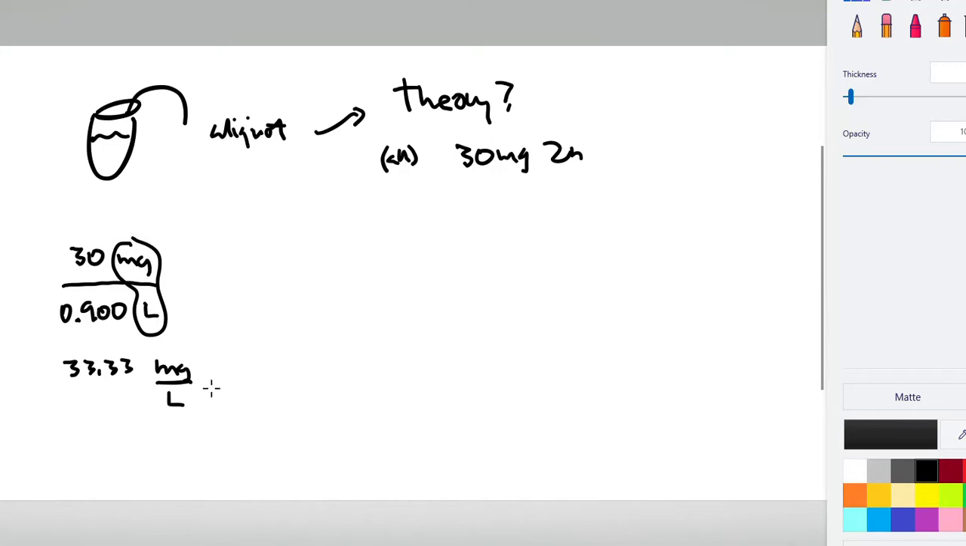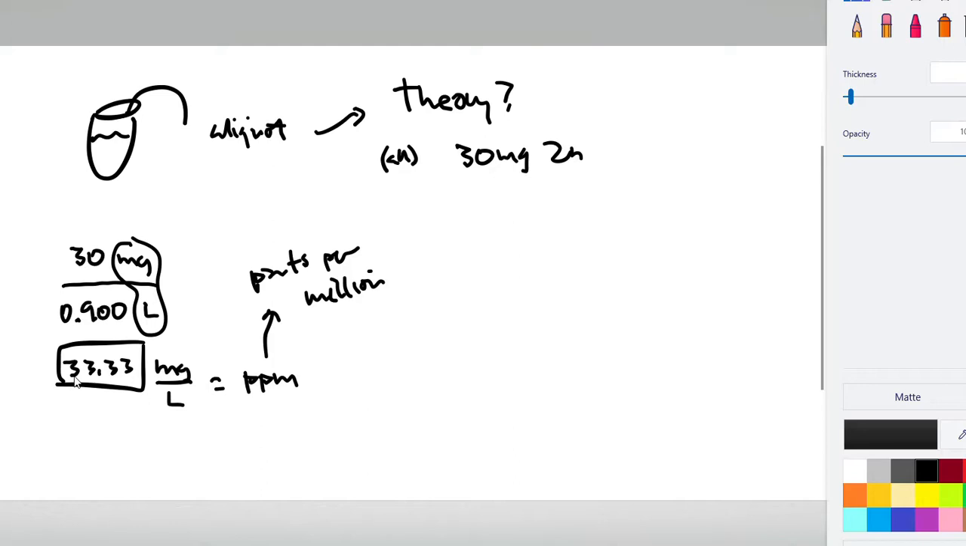So milligram per liter is also known as part per million, PPM, parts per million. And this is the theory PPM of what would come from a tablet if all of it dissolves in the dissolution. Okay, so we're going to take this another step further. Now that I have this, I need to analyze that aliquot. Is it really 33.33 part per million? Yes or no? That's what we're here to find out.